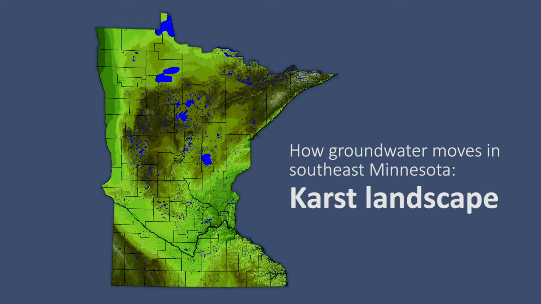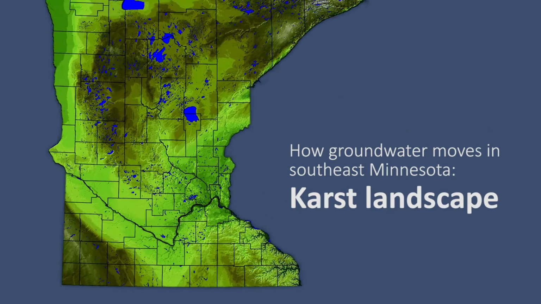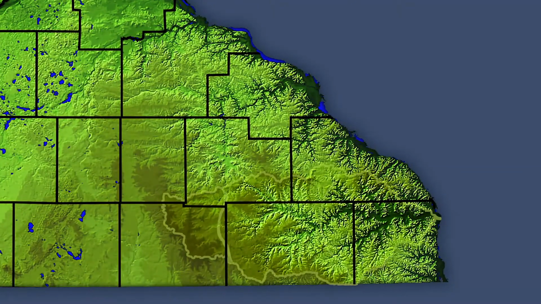How groundwater moves in southeast Minnesota. The karst landscape. The karst landscape is located throughout southeast Minnesota.